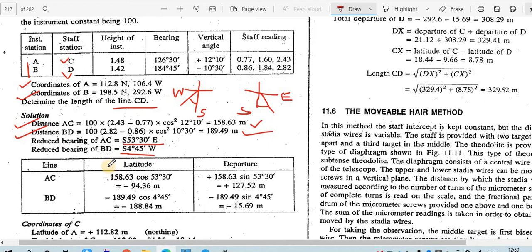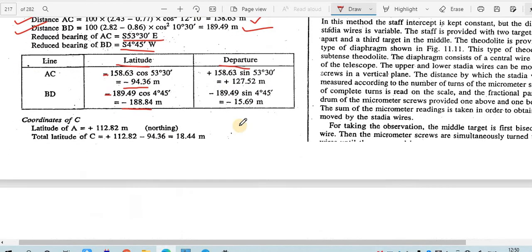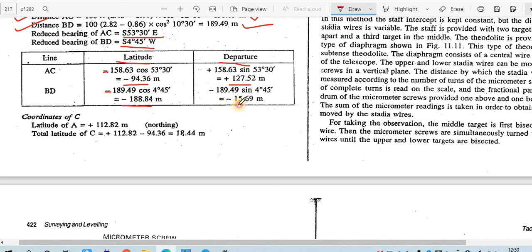And based on that, we have also calculated the latitude and departure. The latitude is related to north and south. Both the values are coming out to be south, so this will be negative. This is again negative. So the value is minus 94.36, and this value is 188.84. Similarly, departure is related to your east-west sign. So this one is your east, this will be positive, and this will be your west, this will be negative. So the values are coming out to be this, and this.